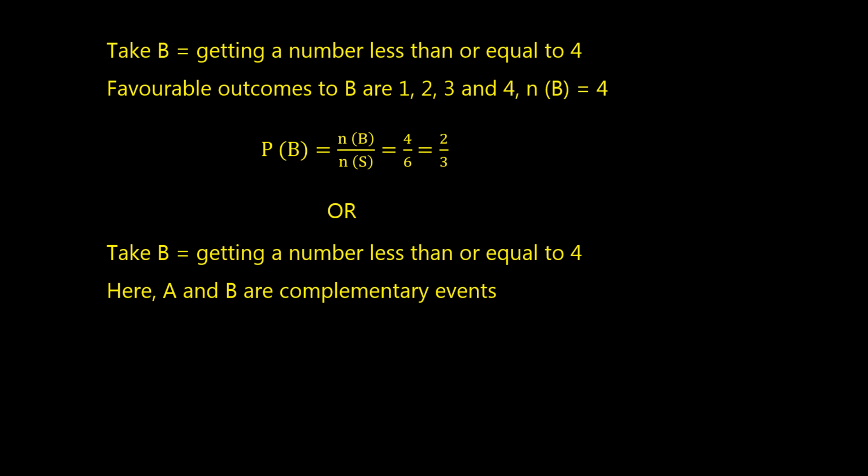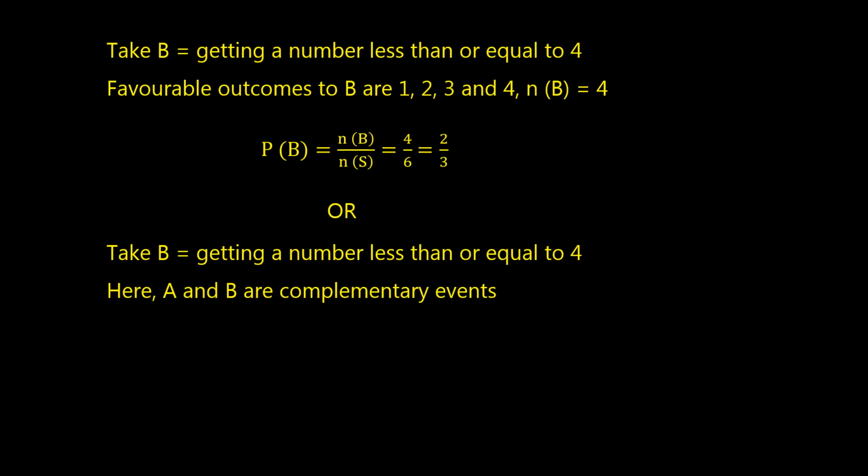Suppose event A is number greater than 4. Event not A is number not greater than 4. Not greater than 4 means, no doubt, not greater than 4 is nothing but less than or equal to 4. That's why here A and B are complementary events.